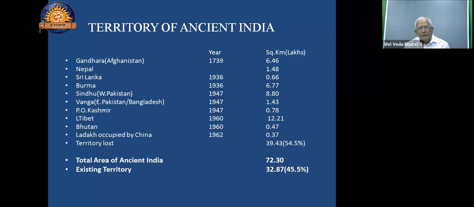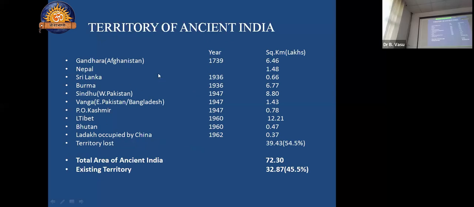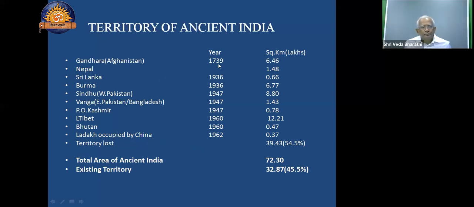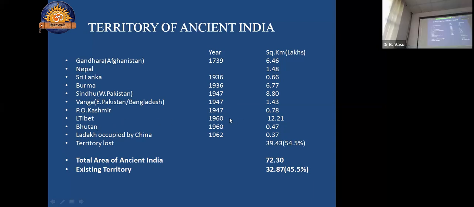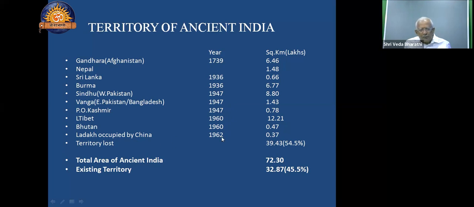Now you can see, they got separated from this country. Gandhar, Afghanistan got separated in 1739. Sri Lanka got separated in 1936. Till such time, it was part of this country. Burma became independent in 1936. West Pakistan 1947. East Pakistan 1947, further in 1971. Tibet 1960. Bhutan 1960. Ladakh occupied by China 1962. All these things put together constitute our ancient India, sir. So once you say the roots of mathematics and computer science, I have the choice to select the scientists who were born in those lands also, of those times.